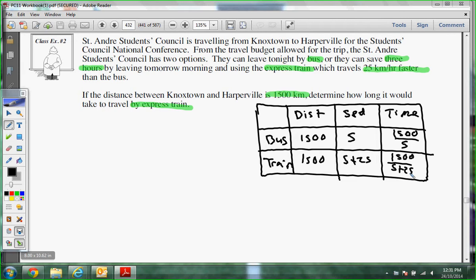Yep. So Spencer's saying he's just starting to click that where's the 3 at. So what it's going to be, again, the slowest time minus the faster time will be 3 hours. So 1,500 over S minus 1,500 over S plus 25 equals 3. Sorry, I forgot that step.